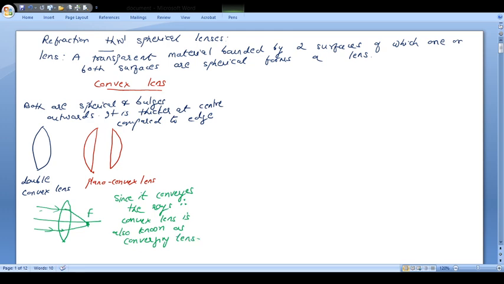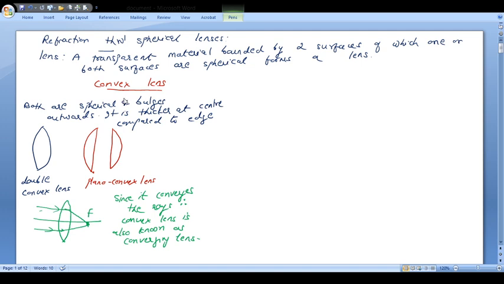These ray diagrams we will see. This is just for you to know what is happening. When both are spherical, it is thicker at the center. So if they ask you to define a convex lens, you can say: two spherical surfaces bulging outward is basically known as a convex lens.